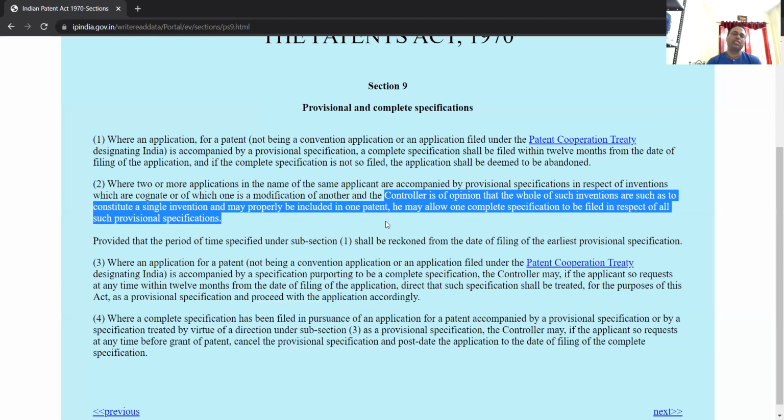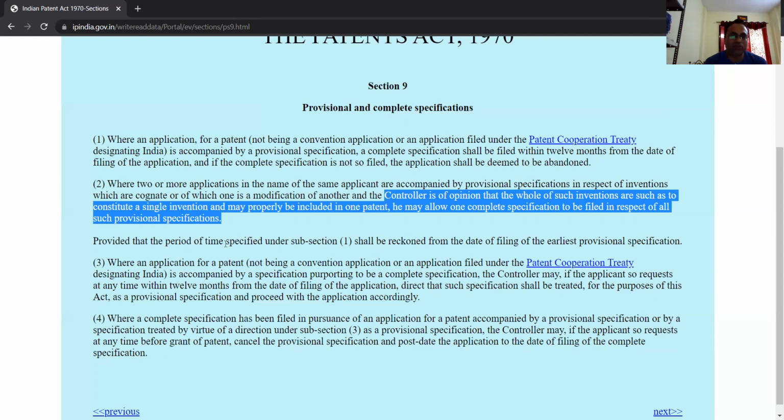But during the R&D process, I came to know that there can be some more modifications, so I keep doing the modification. Within the 12 months, I file 10 more provisional specifications, not 1, not 2, but 10. So every month I file one provisional specification. Then if you can convince the controller that all these specifications relate to only one composition for cosmetic use, the controller will allow us to combine everything together and file one complete specification.